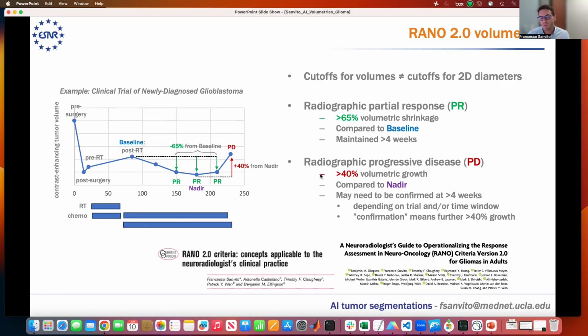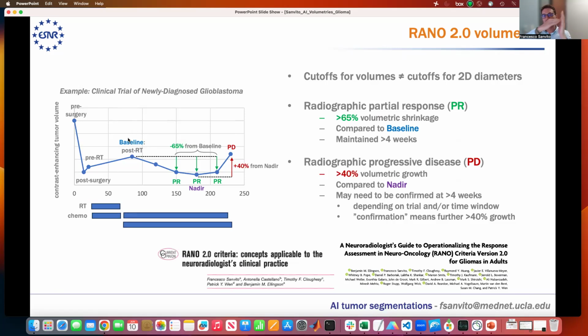Okay, so about Rano, of course, this is not a Rano class because there are other presentations about Rano, but just a couple of points to refresh. As you know, there is a certain amount of tumor shrinkage or tumor growth to consider a time point as a response or a progression, which is 65% shrinkage for response, and 40% growth is a progression. But it's important to understand 65%, 40% compared to what? There is a specific reference scan to observe. For response, it is always the baseline.